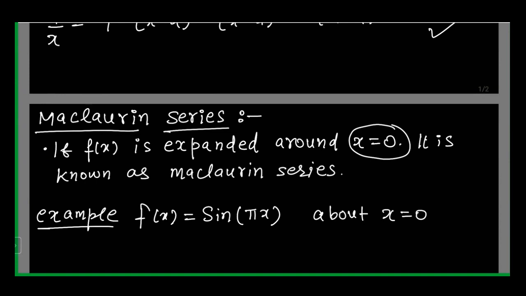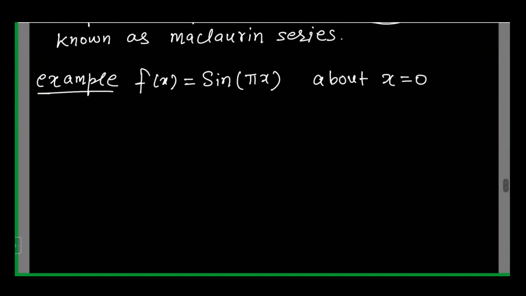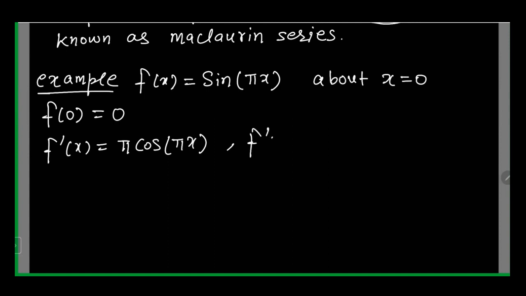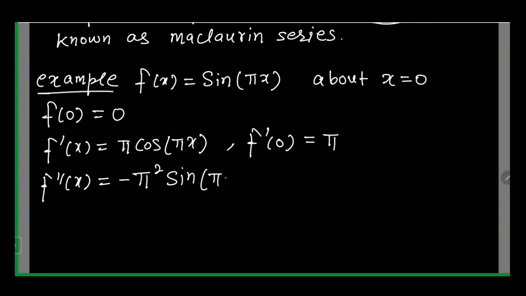So now let's do an example as well. There is one example where I want to expand sine pi x. So again, my point is x equals 0. So f of 0 is 0. Now I take a derivative. So f dash x will be pi cos pi x, and if I put the value 0, I will get pi. Then f double dash x is minus pi square sine pi x, and if I put a value of 0, I will get again 0.